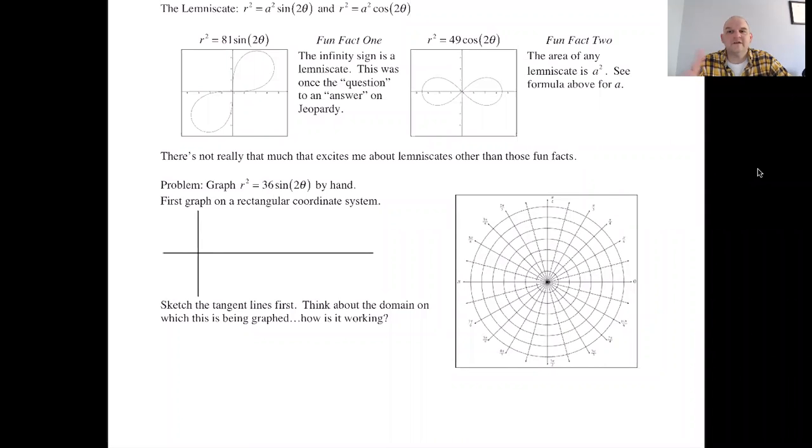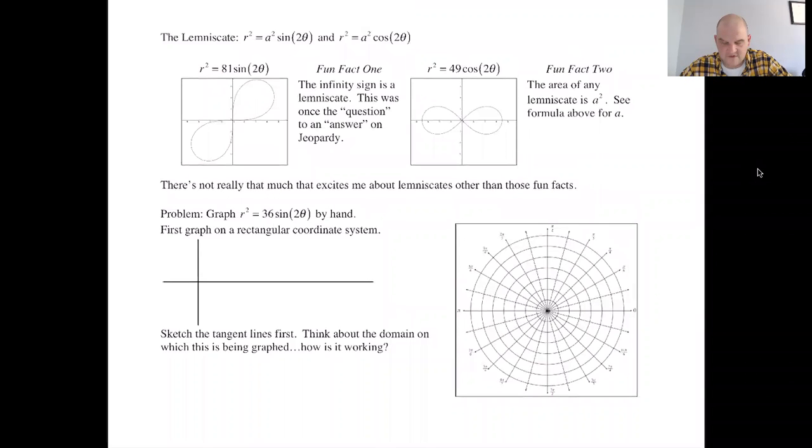Okay, so now we've gotten to the point where we're going to talk about lemniscates. Lemniscates are pretty famous looking curves. You might recognize this one; it looks exactly like the infinity sign. It is in fact what the infinity sign is based on. And so they have a strange equation.